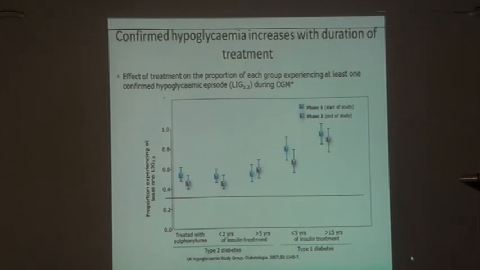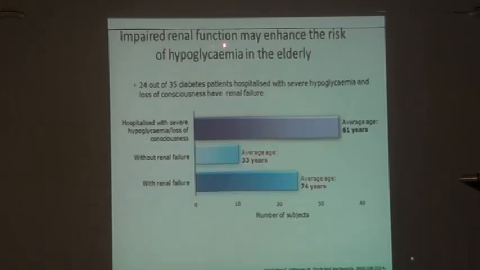Almost a similar kind of study with different phases. This is another study showing the impaired renal function. So 61 years was the average age, with a total of 35 patients. Patients without renal failure were younger, average age 33, and they were around 10. With renal failure, average age was 74, and they were around 25. This is because as you age, your chances of nephropathy come with age also.